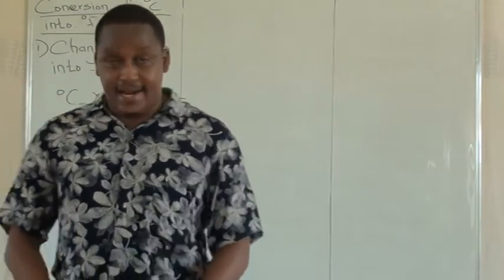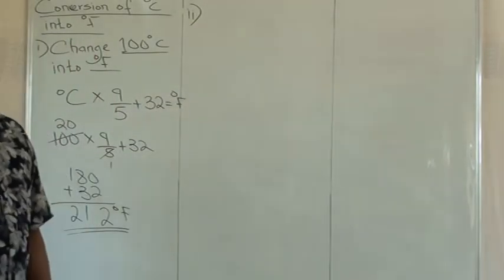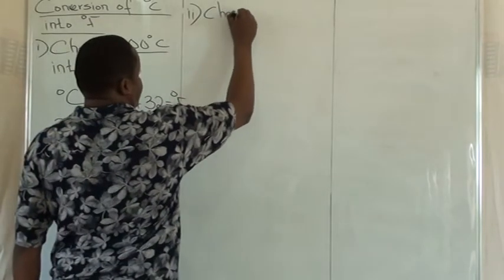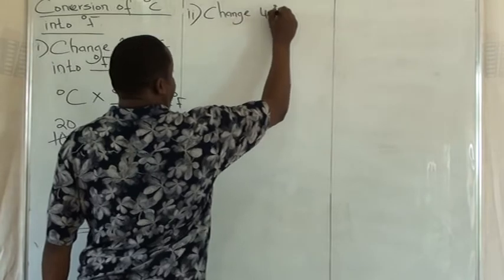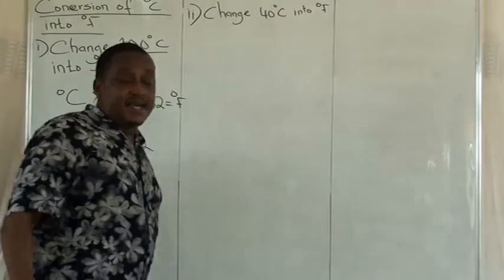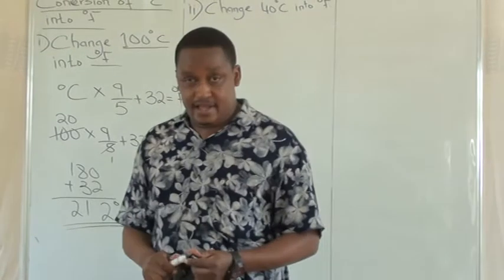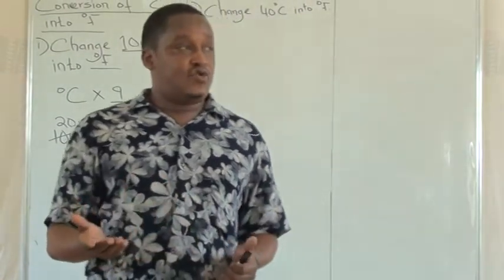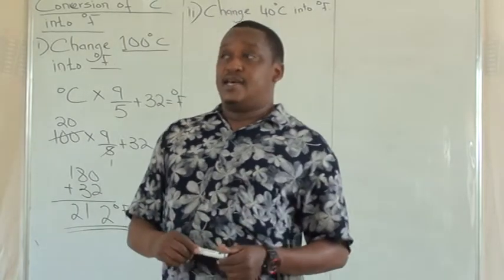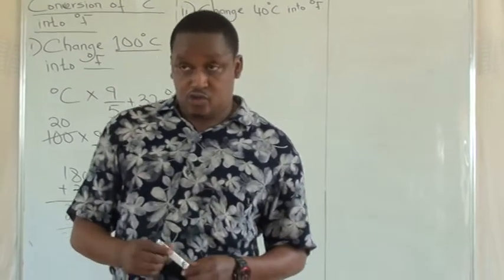Another example. Let us look at another example. An example of body temperature of birds. So let us change 40 degrees centigrade into degrees Fahrenheit. Remember, these are some of the most common questions that keep appearing in your exams. If you look at your internal exams that you do at school every day, it's very common. If you look at the external exams, very common also.